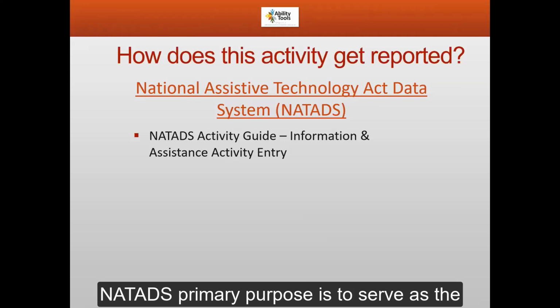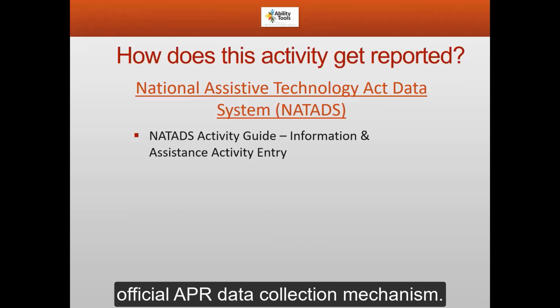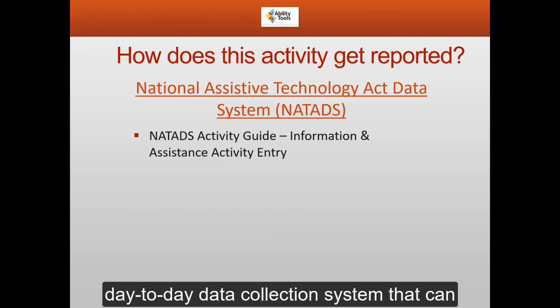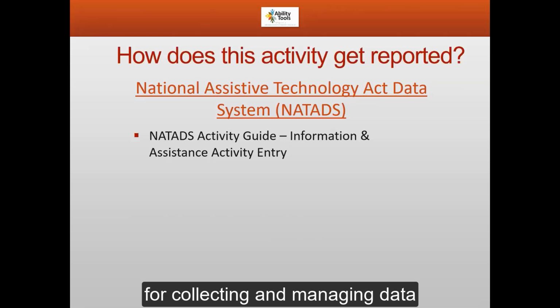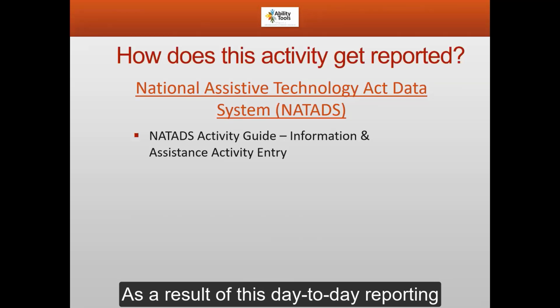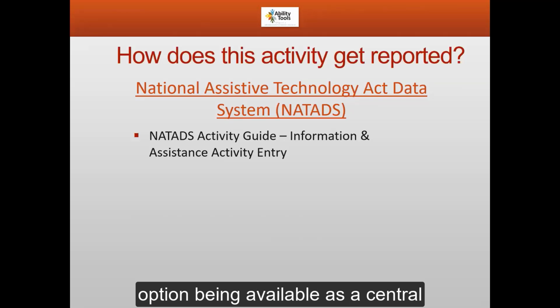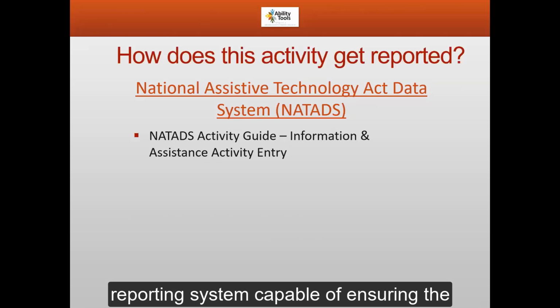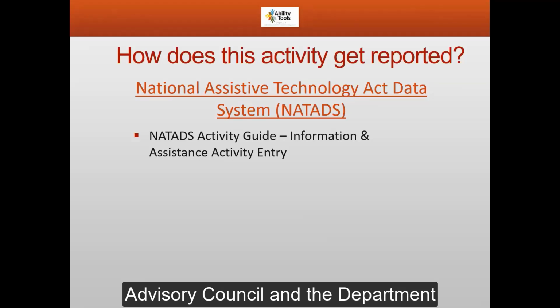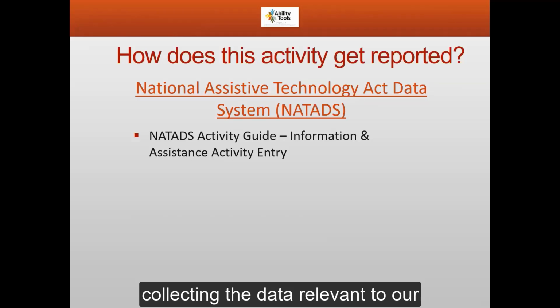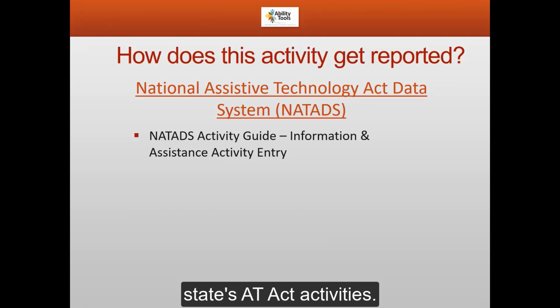NATADS' primary purpose is to serve as the official APR data collection mechanism. However, NATADS also has a web-based day-to-day data collection system that can optionally be used by state AT programs for collecting and managing data, reporting for all activities, including in the state plan for AT and required by the annual progress report, the APR. As a result of this day-to-day reporting option being available as a central reporting system capable of ensuring the validation of all of California's data, California's Assistive Technology Advisory Council and the Department of Rehabilitation made the decision that California would utilize NATADS for collecting the data relevant to our state's AT Act activities.